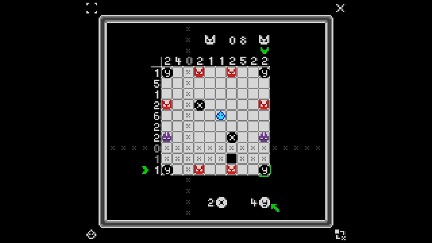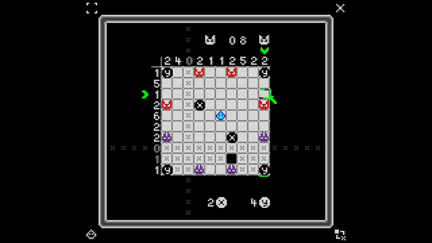Now, y is at least 1. If y equals 1, then x has to equal 2. But this x can only hit 1. And so y cannot be 1, and it has to be 2. And it can't be 3. So the wall can't be here or here. It has to be here.